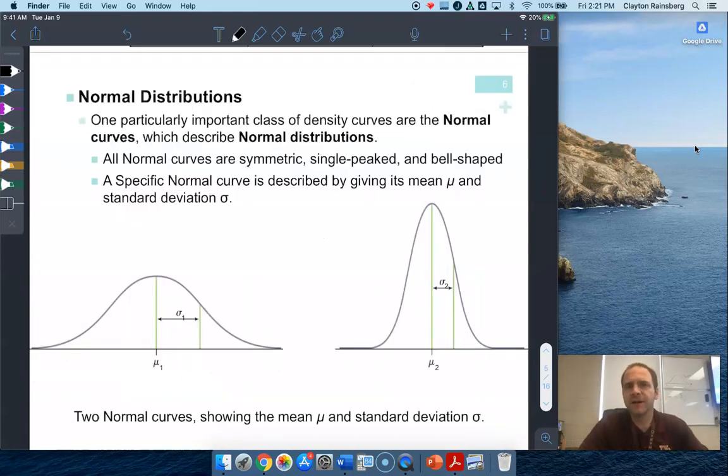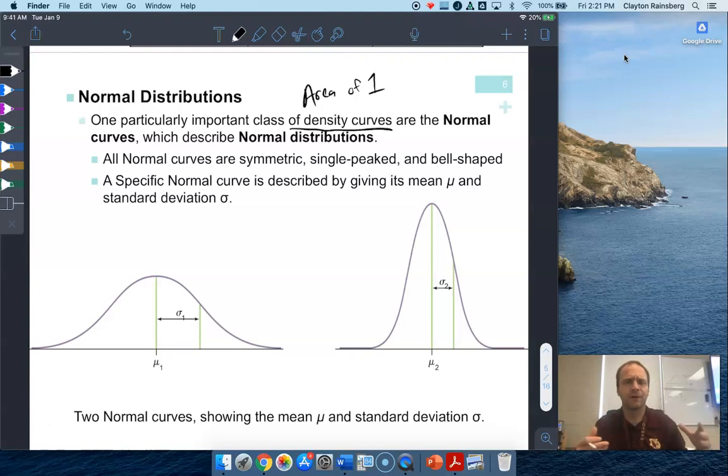So now let's move on into normal distributions. A normal distribution is an important type of density curve. And do remember that density curves should have an area of 1 underneath them. So let's keep that in mind. A normal curve, which we describe as normal distributions, is symmetric, single peak, and bell-shaped. Really important characteristic. Now we define them and describe them by looking at their mean and their standard deviation.